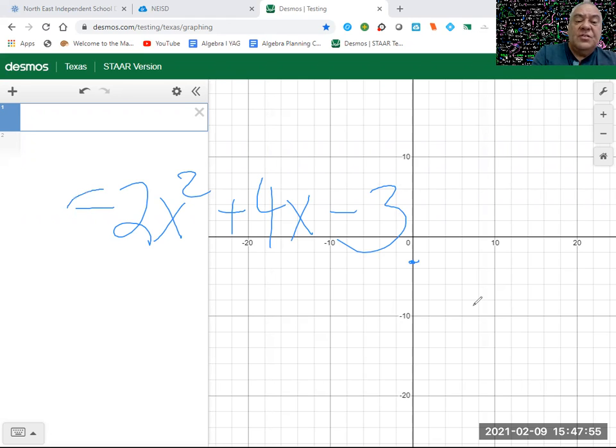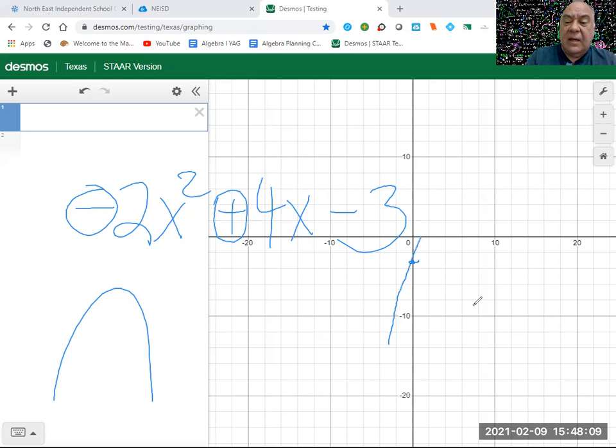This is negative, so that means it's an upside down U. It's going to look like this. And this is positive, which means it's moved to the right of the y-axis. So it should look something kind of like this. You know, I don't know if the points are exact. You can figure that out with other means.